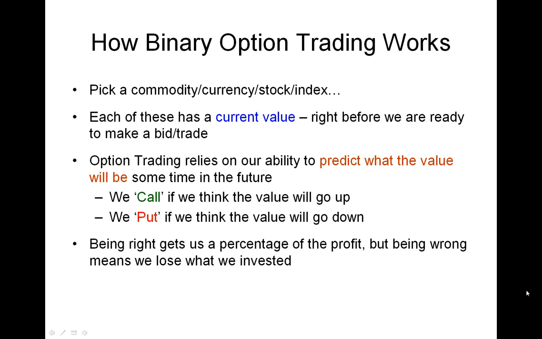Binary option trading relies on our ability to predict what that value is going to be sometime in the future. We call if we think that value in the future is going to be greater than what it is now, and we put if we think the value is going to be less in the future than what it is now. And being right means we get a percentage of the money that we invested, and being wrong means we lose all of what we invested.